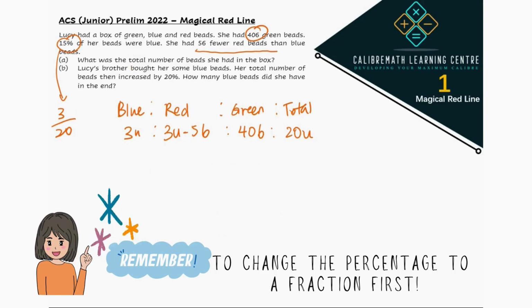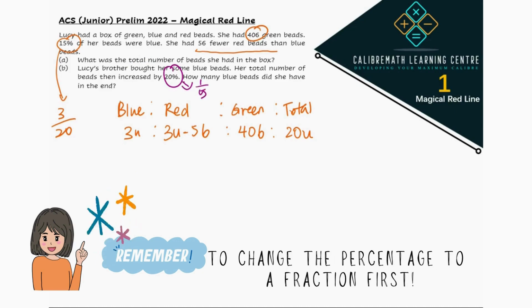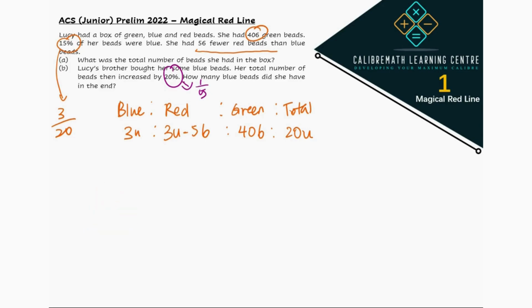In part B, we'll need to do the same thing of converting the percentage over here to become a fraction, and that gives us 1/5. The question mentions that Lucy's brother bought her some blue beads, and her total number of beads then increased by 1/5. Now, since we know that her total number of beads as found in part A is 500, we can find out what is 1/5 of 500 by using 1/5 times 500, and that gives us 100. So the number of blue beads increased by 100.